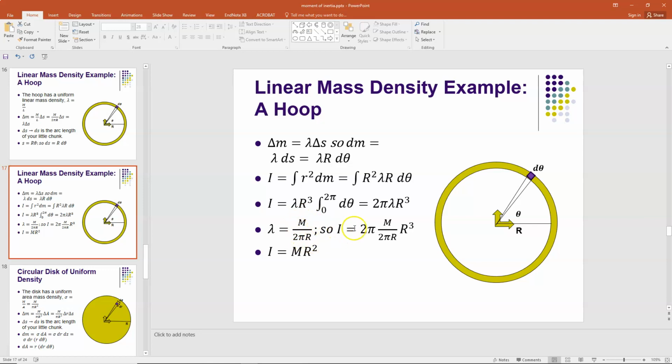And so that would be I is equal to, now we have 2 pi lambda r cubed, so that would be 2 pi times m over 2 pi r times r cubed. Canceling out the 2 pi and canceling out the r in the bottom, that gives us our moment of inertia for our hoop, mr squared. Okay? So that's how we can find an example problem here for the linear mass density example of a hoop.